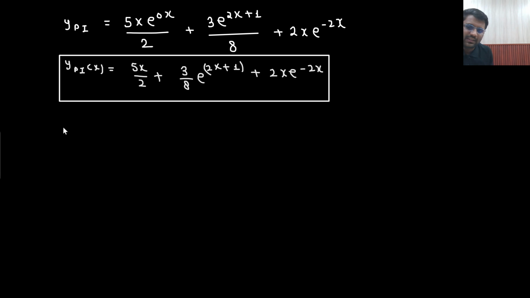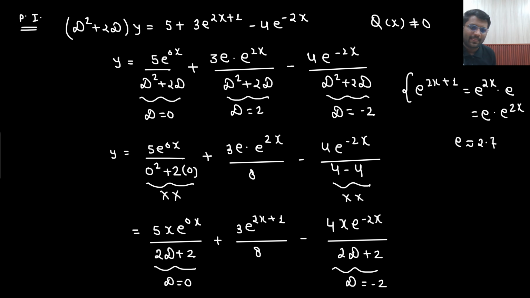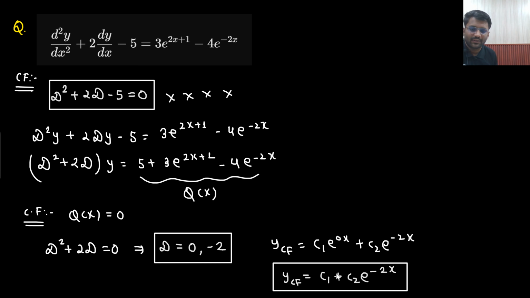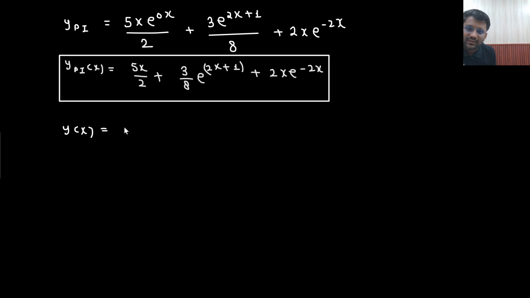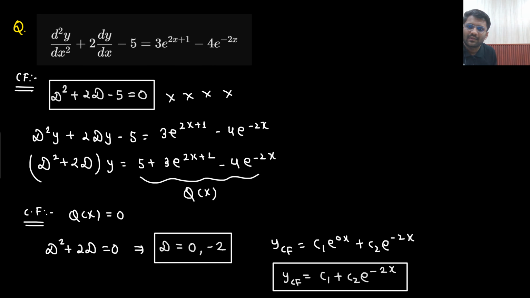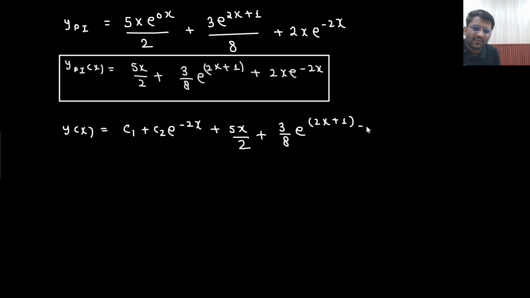So what will be your y of x? y of x will be CF plus PI. What is my CF? CF was c1 plus c2 e to the power minus 2x. Plus what is the PI that you are getting? 5x by 2 plus 3 by 8 e to the power 2x plus 1 plus 2x e to the power minus 2x. That's the answer.